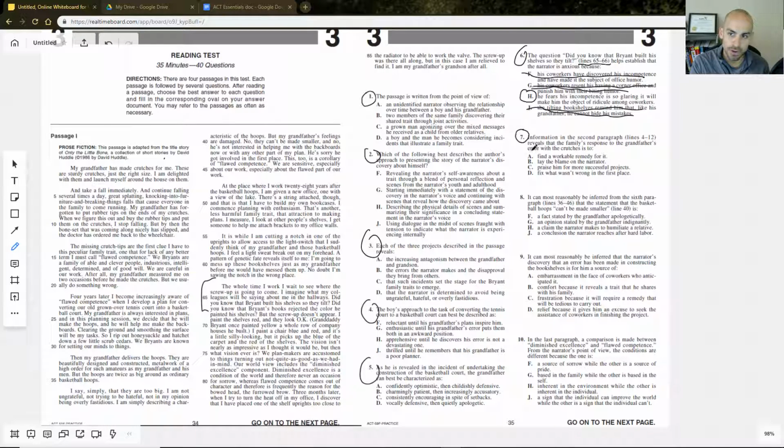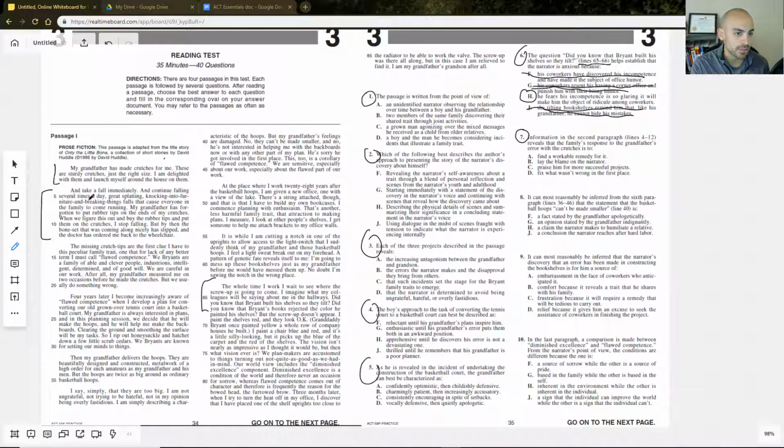Information in the second paragraph, lines 4 through 12, reveals that the family's response to the grandfather's error with crutches is to A, find a workable remedy for it, B, lay the blame on the narrator, C, praise him for more successful projects, D, fix what wasn't wrong in the first place. So let's jump to 4 through 12. We already read 1 through 3, so we can just jump to 4. And I also want to note that 12 is going to be this entire paragraph here.